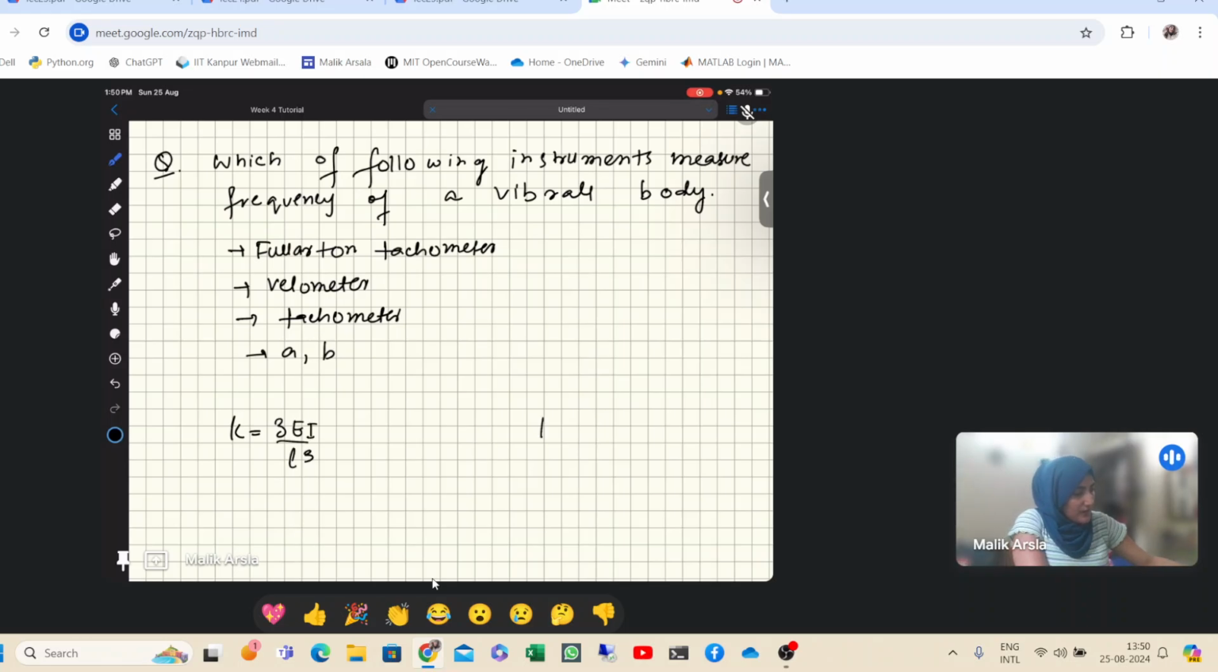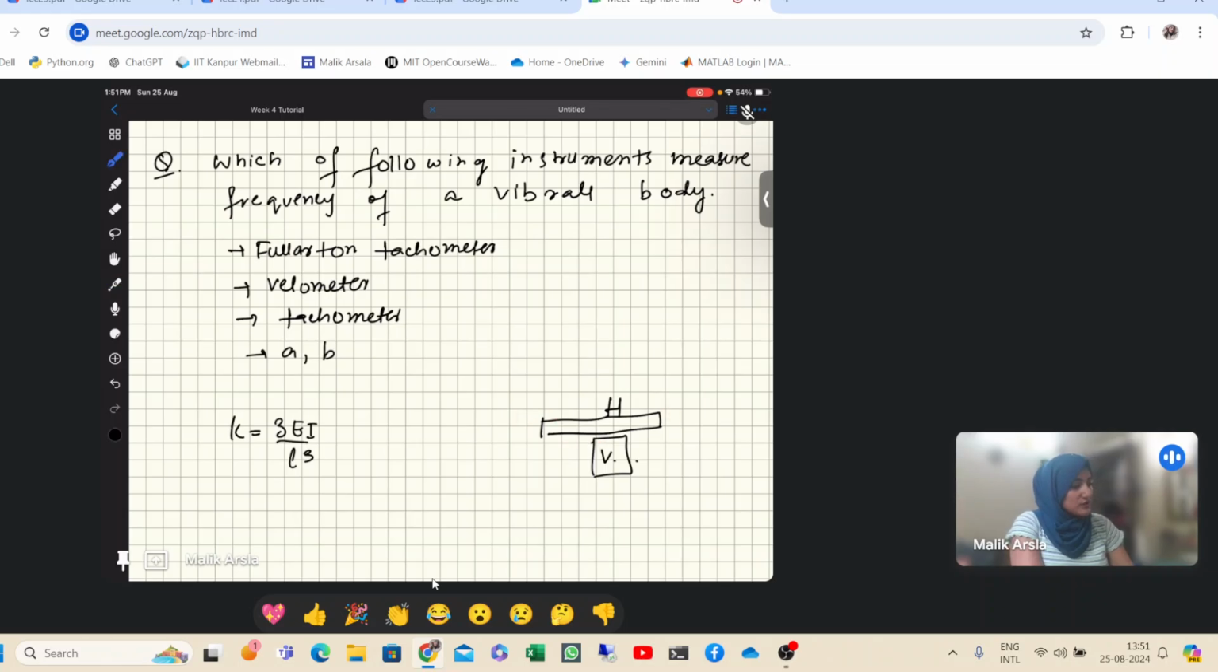So the Fullerton tachometer is something like this. Here the length is variable, and here we have our vibrating system of which we have to measure the frequency. So how do we measure this natural frequency? Basically we keep adjusting this L, and we check at which L there was maximum amplitude, because we know that the amplitude is maximum at resonance, that is, when the natural frequency of this vibrating system matches this frequency.